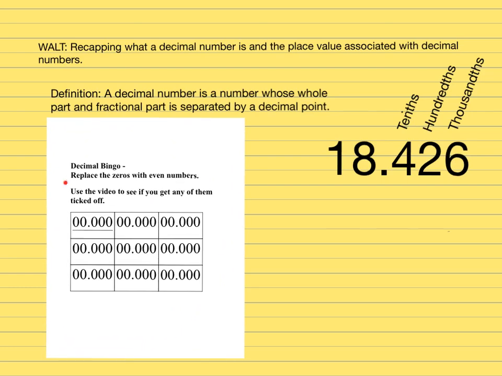Now, the instruction says, replace the zeros with even numbers. Use the video to see if you get any of them ticked off. So it's a game of bingo, really. And when it says even numbers, you're using 0, 2, 4, 6, and 8. Alrighty, I've done 3 boxes already. Your job is to fill in all 9.